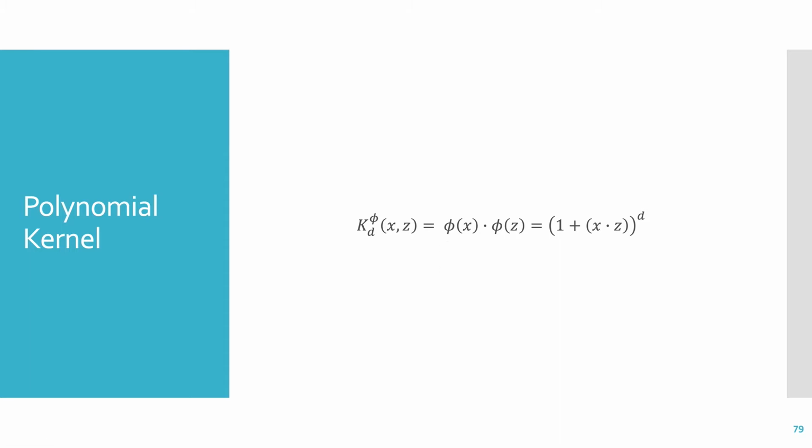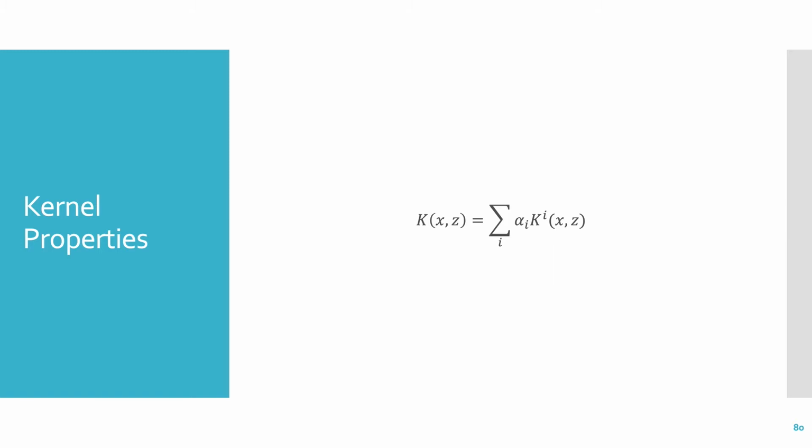What other properties do kernels have? Any positive linear combination of kernels is also a kernel. That is, if ki is a kernel and alpha i is greater than 0, then this is also a kernel. The product of two kernels is also a kernel. And the scalar multiple of a kernel is also a kernel.